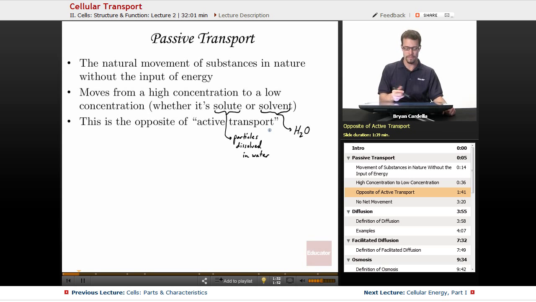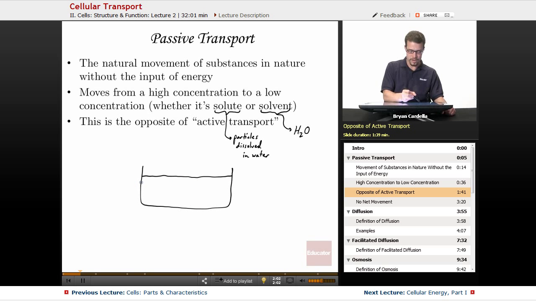So let me give you an example of passive transport, a practical example, one you could do at home. So this is a container with water in it. So here's a bunch of solvent. We're going to put solute in there. So this is a bunch of red food coloring, dye. And then on the right-hand side, we're going to put a bunch of blue food coloring and just let it sit. We're not going to mess with it.